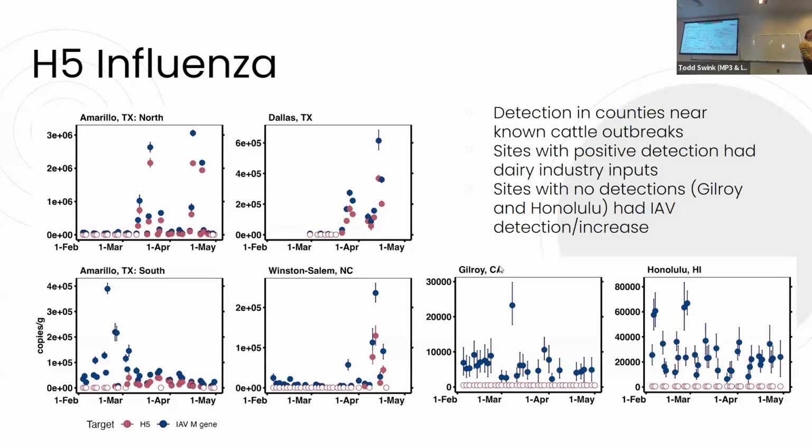So in Gilroy, California, and in Honolulu, Hawaii, there were not outbreaks expected. And the blue is just influenza A overall, so that could include any influenza. And then the red is H5 influenza.